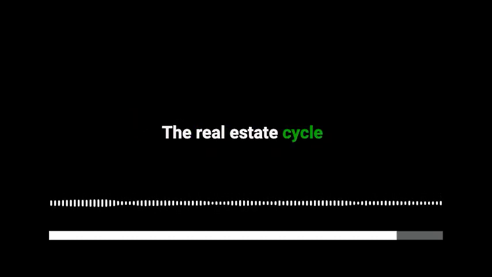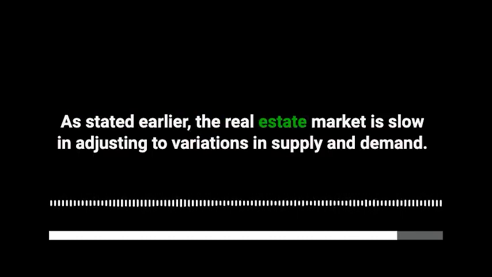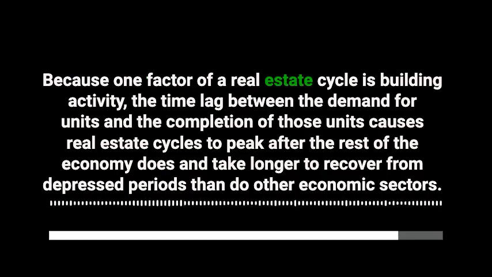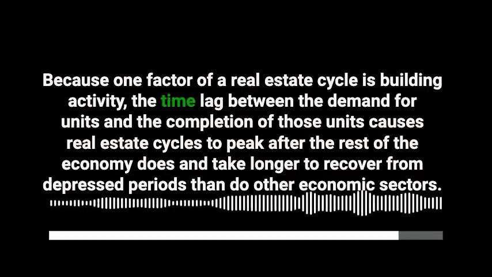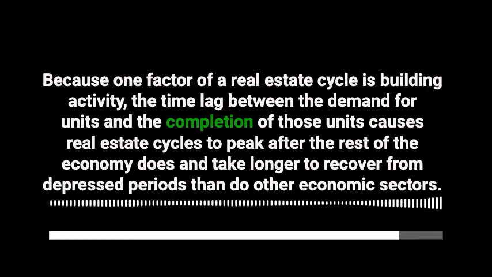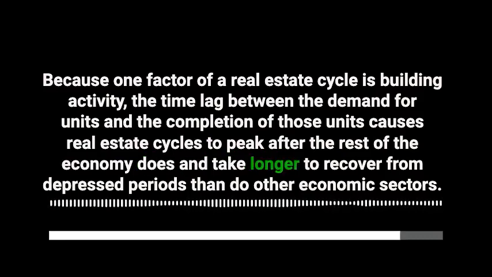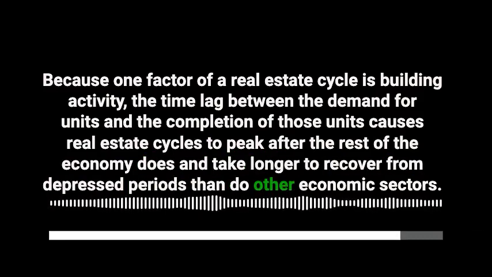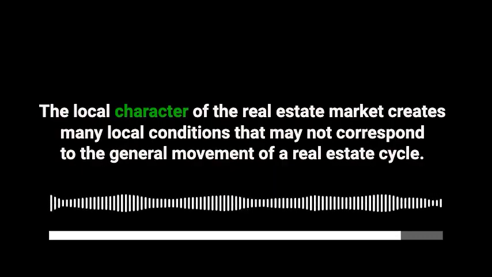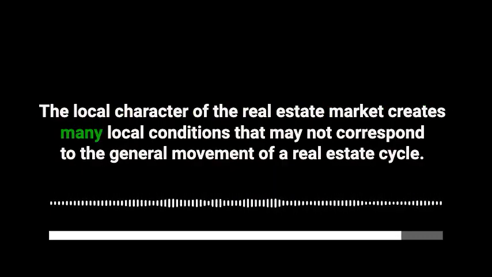The real estate cycle. As stated earlier, the real estate market is slow in adjusting to variations in supply and demand, because one factor of a real estate cycle is building activity. The time lag between the demand for units and the completion of those units causes real estate cycles to peak after the rest of the economy does, and take longer to recover from depressed periods than do other economic sectors. The local character of the real estate market creates many local conditions that may not correspond to the general movement of a real estate cycle.